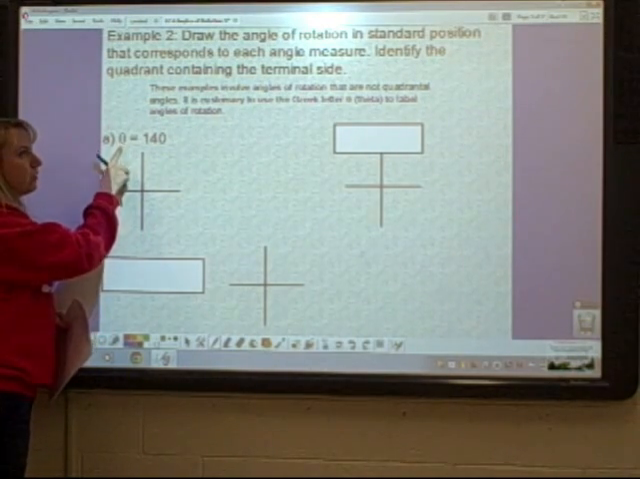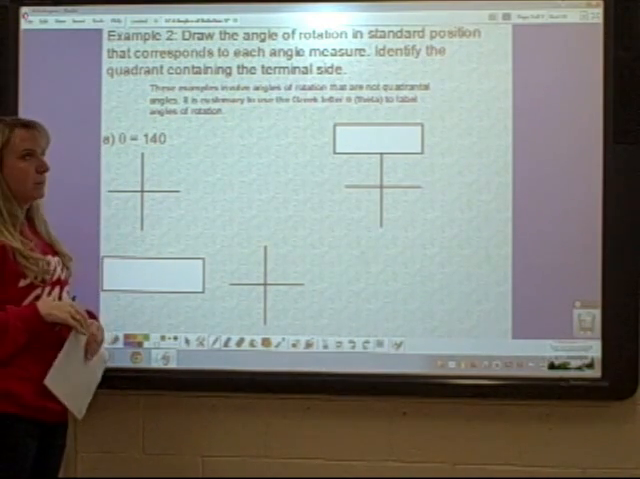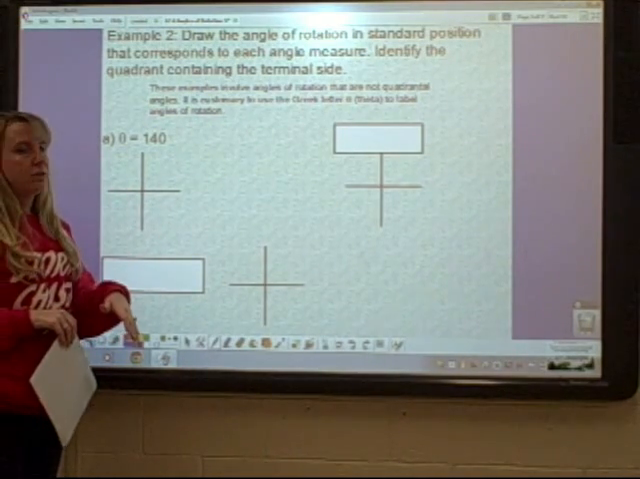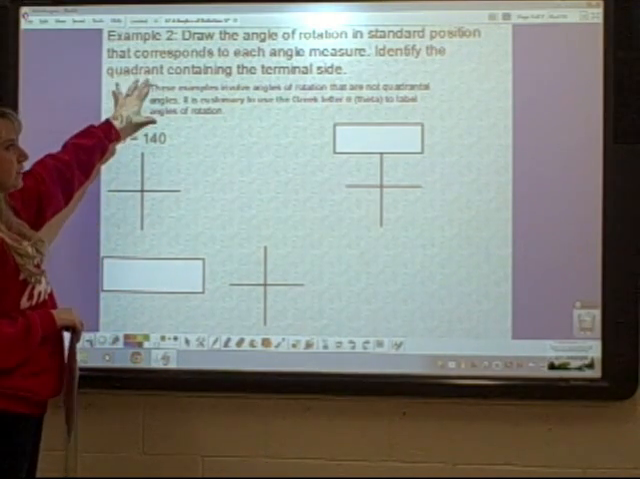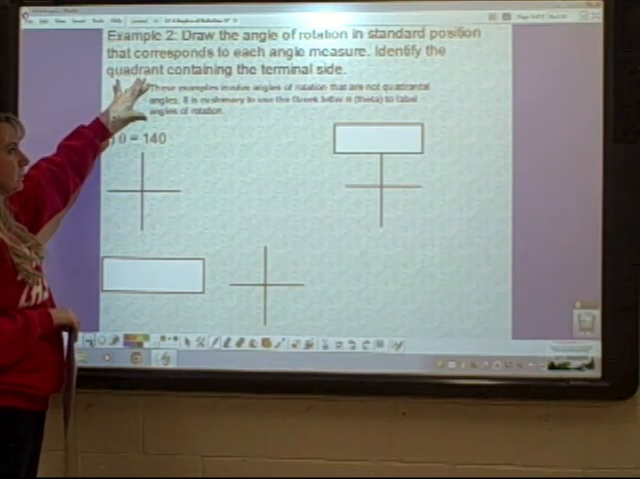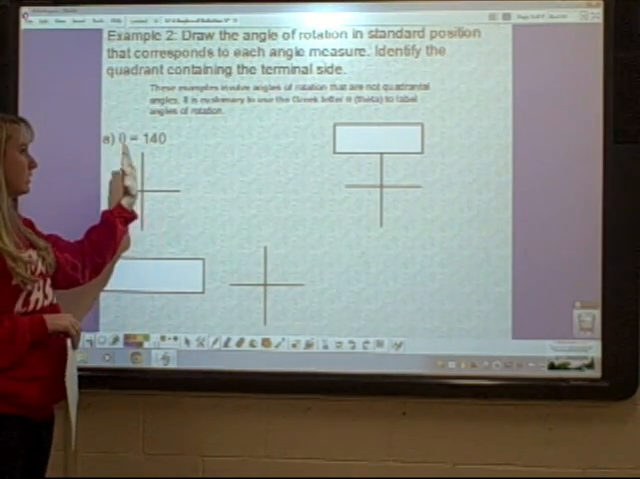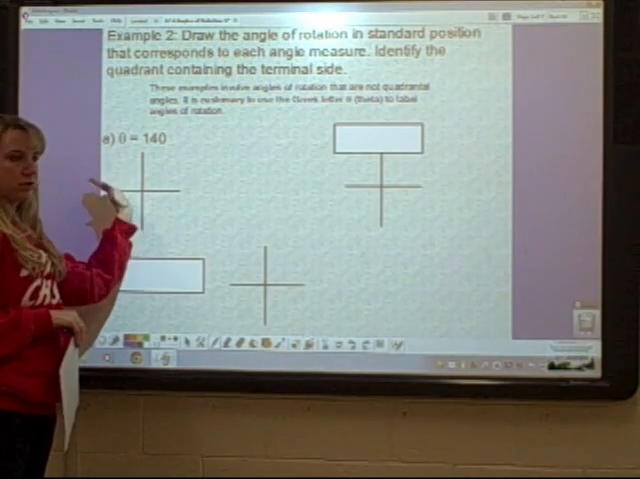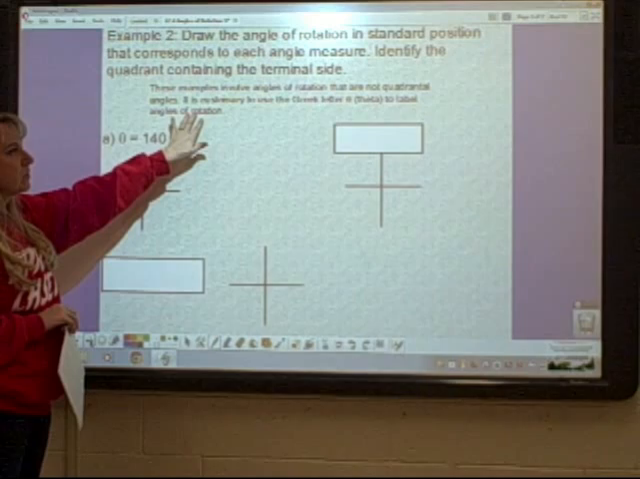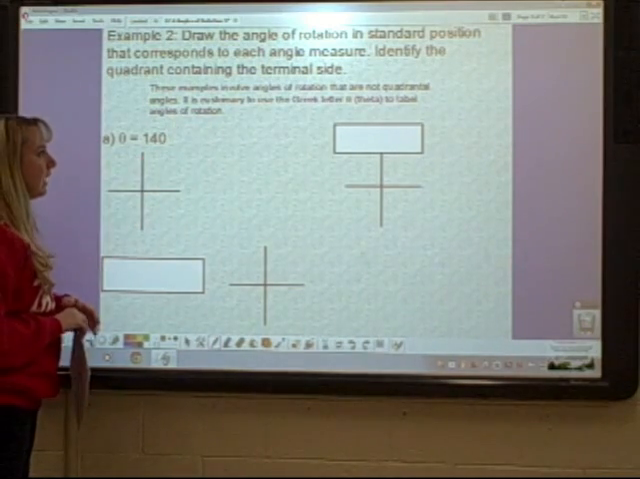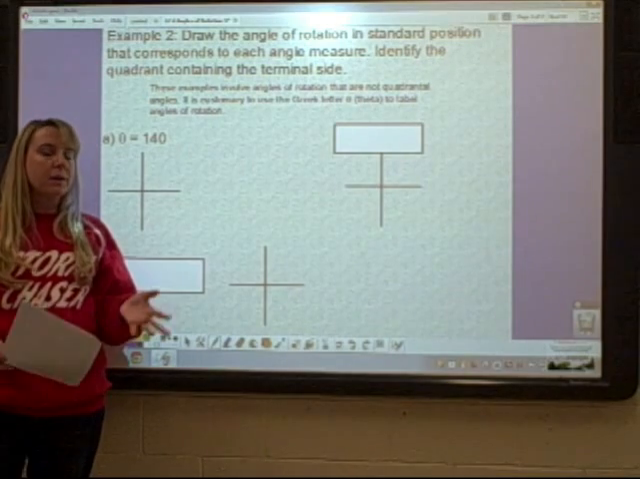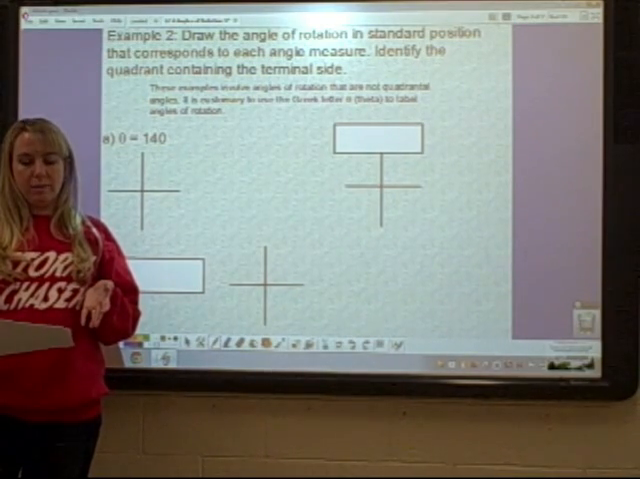It's a Greek letter. You'll use this a lot next year in pre-calculus if you take that class, or in any upper level math classes that you take in college. Right here it says these examples involve angles of rotation that are not quadrantal angles. That means they don't stop on one of the axes. It's customary to use the Greek letter theta to label the angles of rotation. And we're not going to get a protractor out and make these exact, but we need to know which quadrant they're going to end up in.